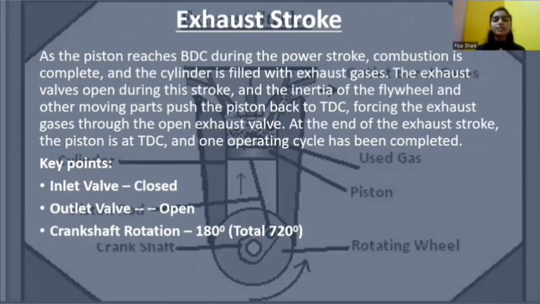As the piston reaches BDC during the power stroke, combustion completes and the cylinder is filled with exhaust gases. Exhaust valve opens during this stroke and the inertia of the flywheel and other moving parts push the piston back to TDC, forcing the exhaust gases through the open exhaust valve. At the end of the exhaust stroke, the piston is at the TDC and one operating cycle has been completed. This process repeats.